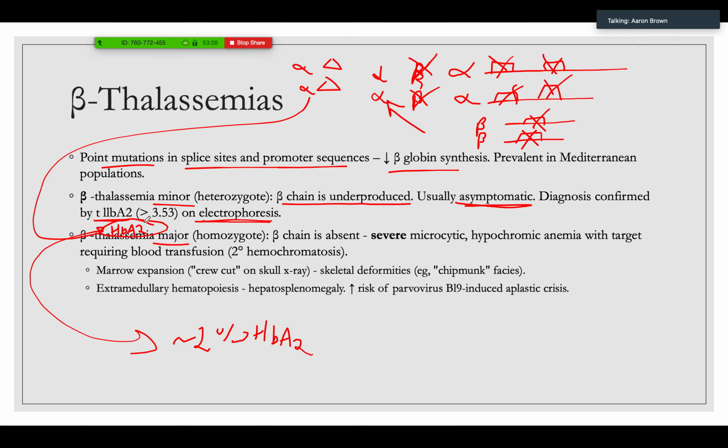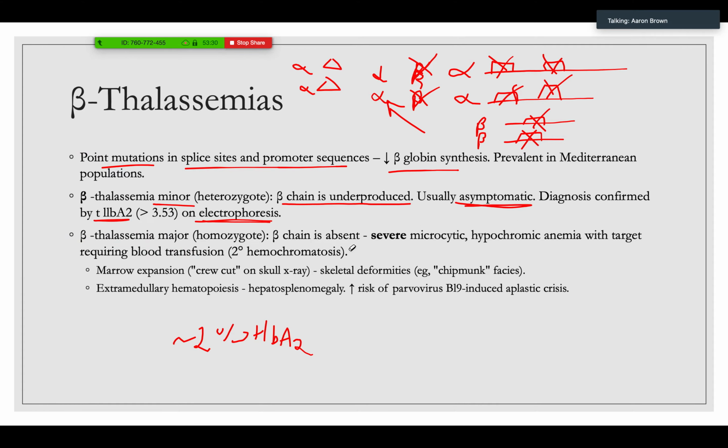Okay, so when that percent of HbA2 gets to be bigger than 3%, that tells you that there is something going on, and typically that's going to mean that it is a beta thalassemia. Okay? And so that is our minor. Major means we have 2 deletions.